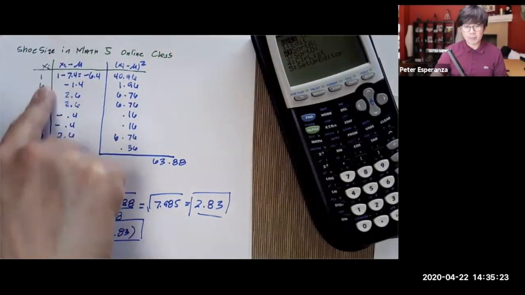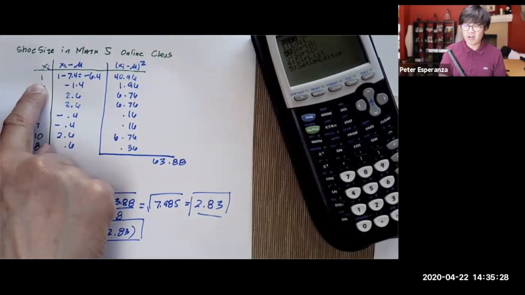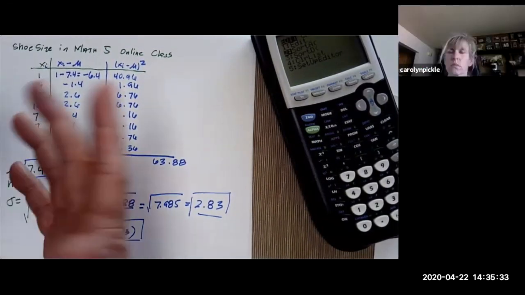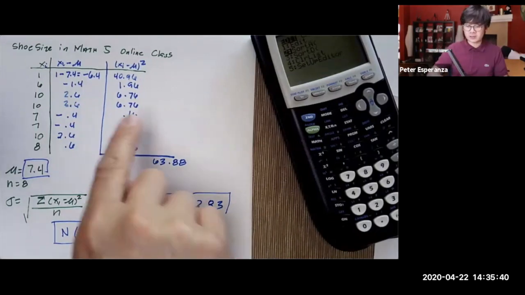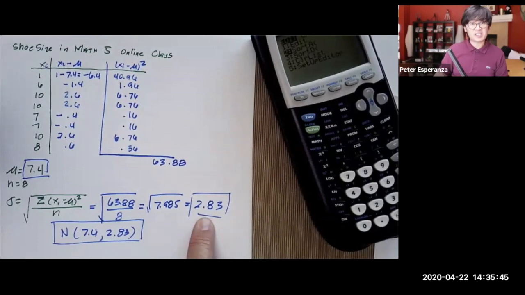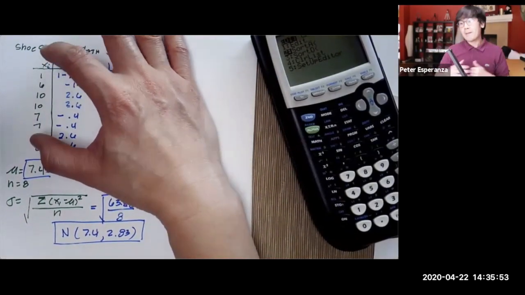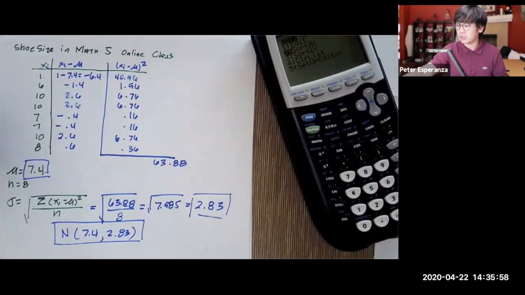Now, look at our sample right here. Diane has 1 as her shoe size. We have a bunch of 10s. We have a bunch of 7s. Our standard deviation is 2.83, which is a little bit of a wide gap because we have an outlier. We have a 1 right here. So that's why their differences are about 3 shoe size differences among the 8 people that we collected. But had we had a more consistent data set, this would have been smaller.